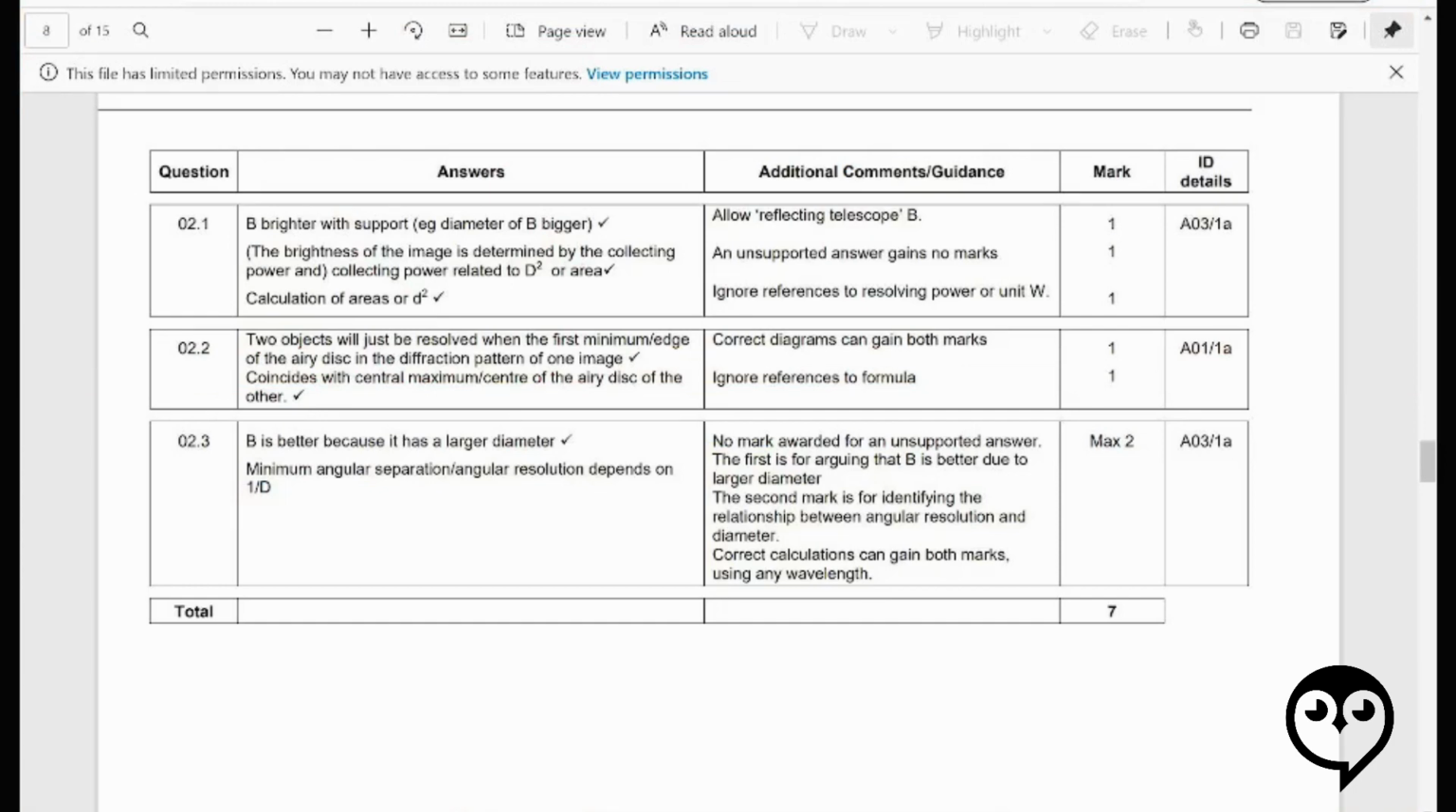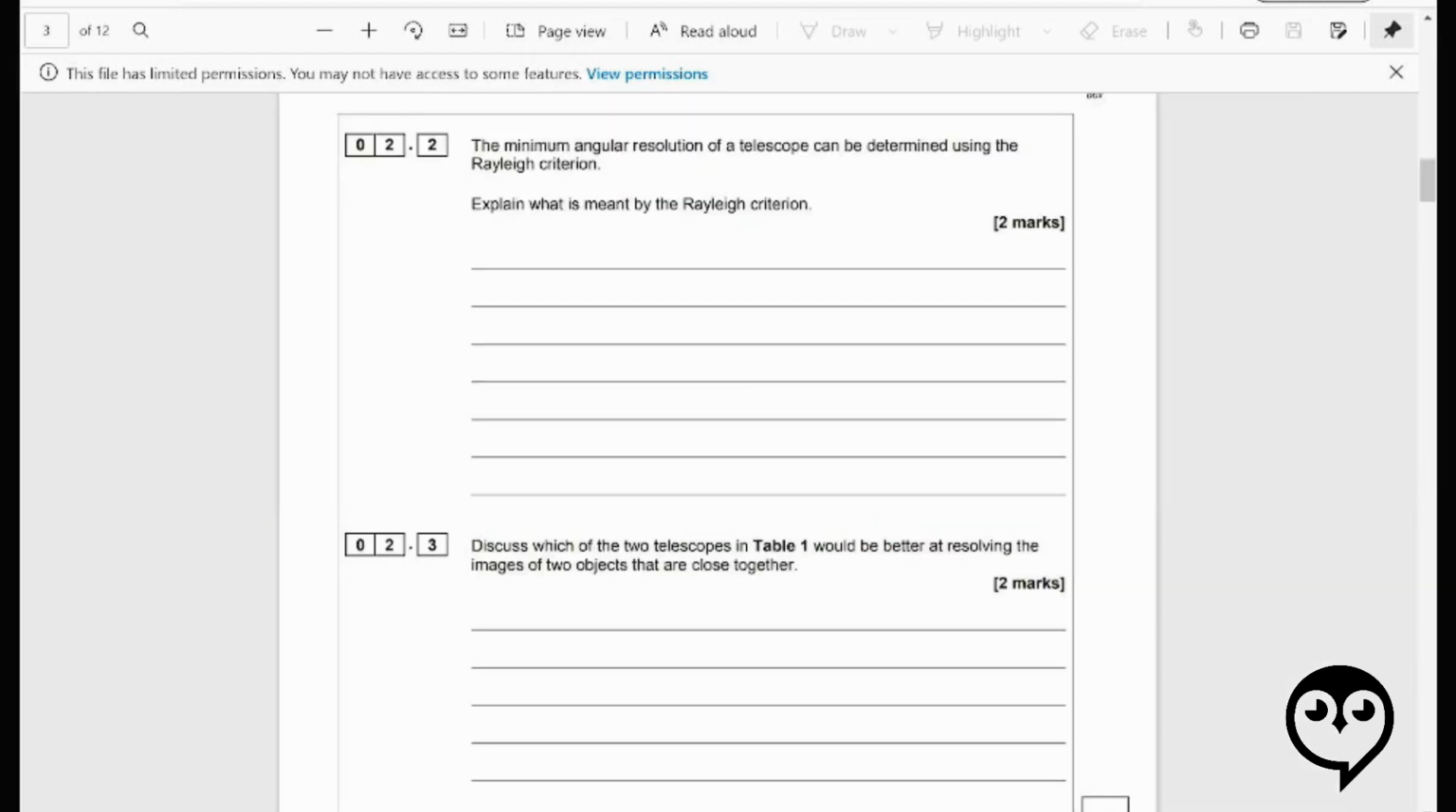What do they say? They're talking about correct diagrams gaining both marks. Those of you in the AQA, maybe you've got diagrams to sort this out. I'm wondering what they're talking about when they say coincides with central maximum. The center of the Airy disk. If they're talking about central maximum, that seems like a diffraction thing to me, and that's in a different video. Two objects will be resolved when the first minimum of the edge of the Airy disk in the diffraction pattern. That seems like a diffraction question to me, so I'm not entirely sure, but maybe those of you in the AQA have a better idea about that one.